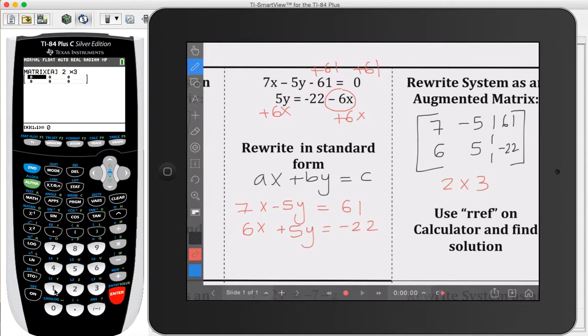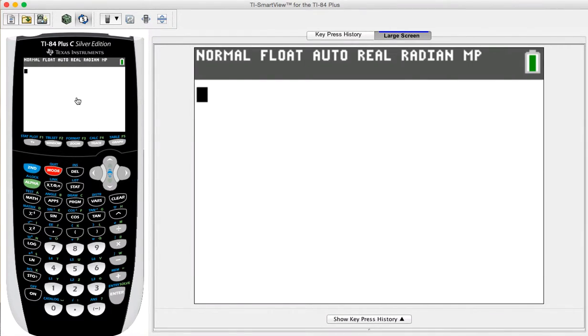Now you put the elements in order, so 7 enter, negative 5 enter, 61 enter, 6 enter, 5 enter, negative 22 enter. Remember to quit before you calculate the RREF. So second, quit, go back to the main screen, okay? Now, let's go ahead and calculate the solution.